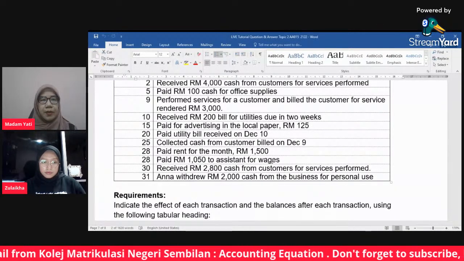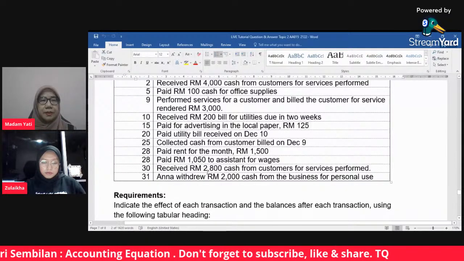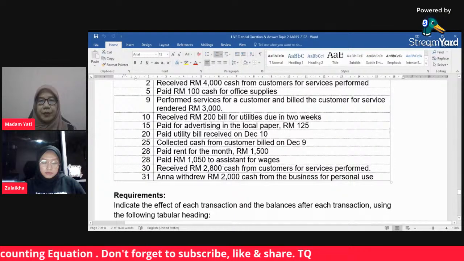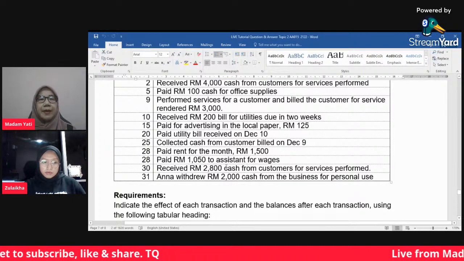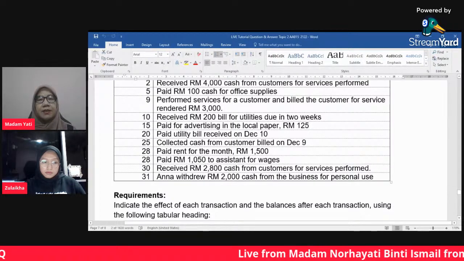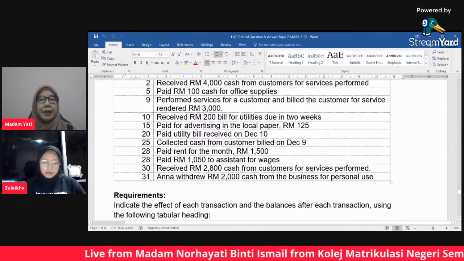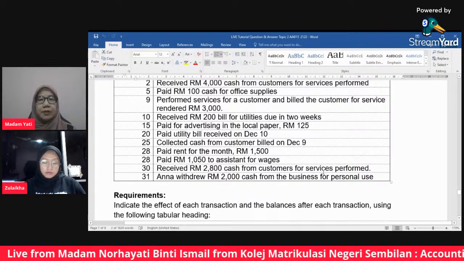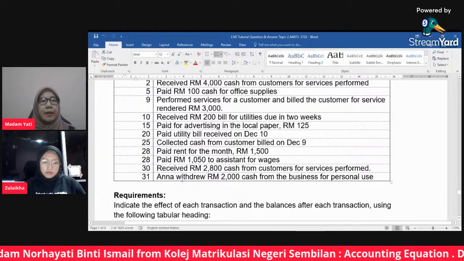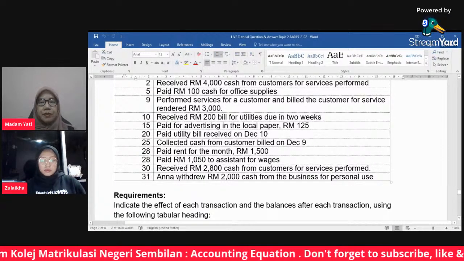And 30th of the month, receive 2,800 cash from customer for services performed. Got cash, so automatically cash. Increase in cash for services. So services is revenue. Increase in owner's equity. And the last one, Anna withdrew 2,000 cash.